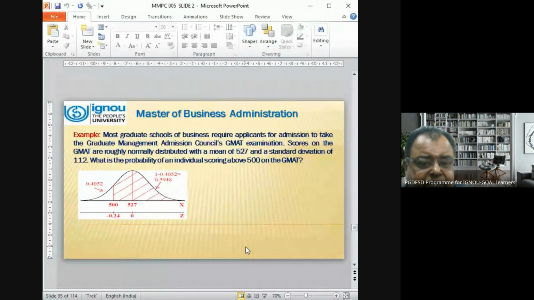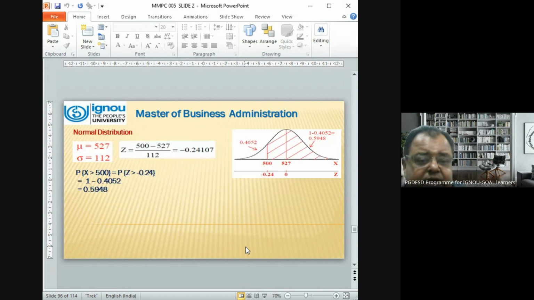Your mean was 527. You were asked to calculate the value of 500. No doubt it will be on this side. You have to calculate z score. That will come out to be minus 0.24. Yeah. Now it is okay.